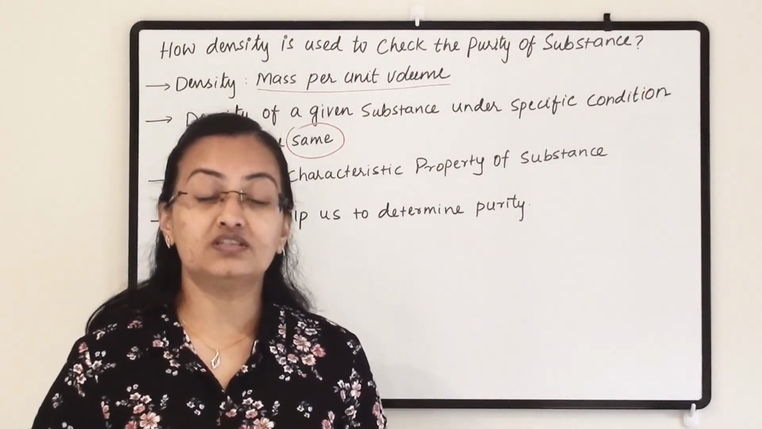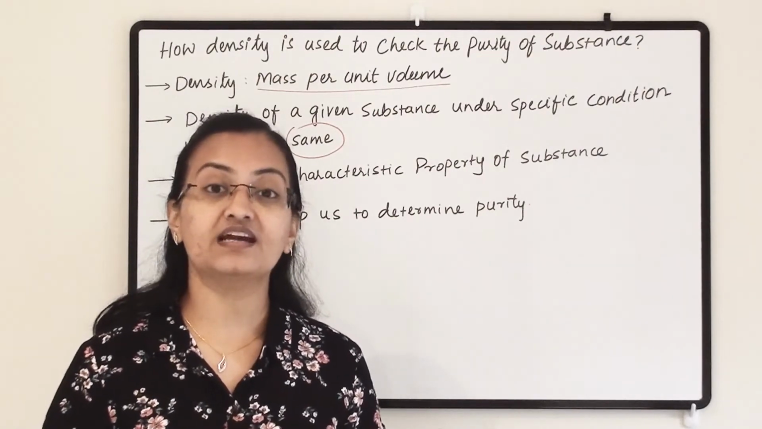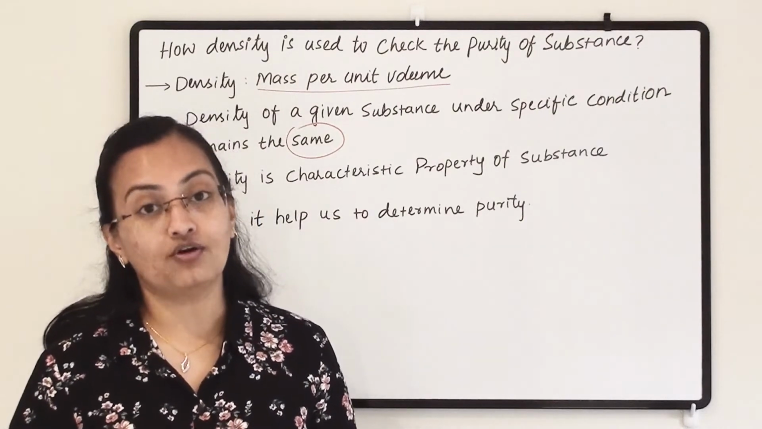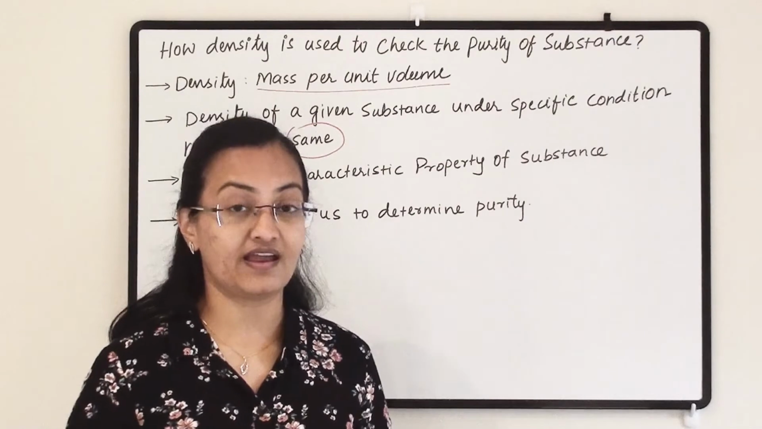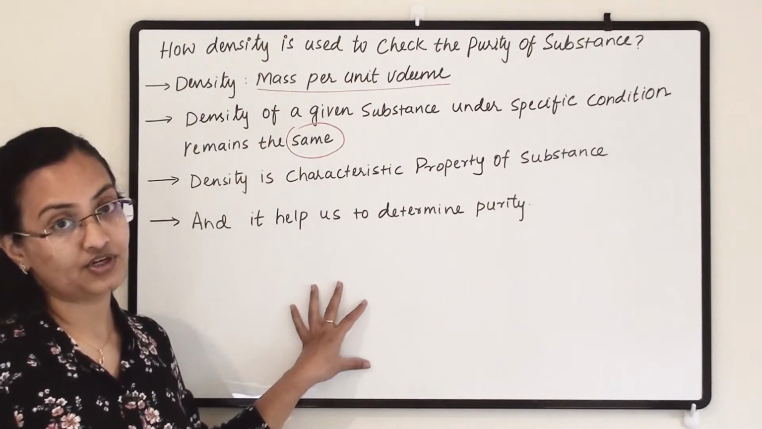Based on this and the application of Archimedes Principle, we have designed a lactometer. A lactometer is used to determine the purity of milk. That is again based on Archimedes Principle, and on checking purity from the density of any particular substance.